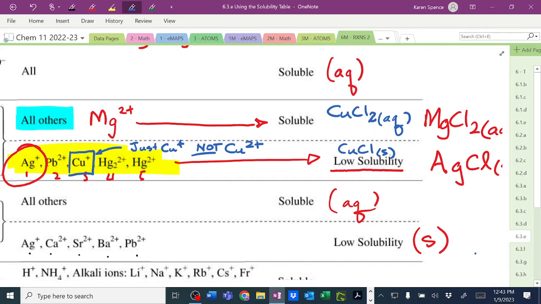You know how when you're driving along the road and you're going a little bit too quickly and maybe there's a speed trap, like the police is there with the little speed gun and you might say, oh, watch out for the copper. So in this case, you want to watch out for the copper. Because it's only copper 1 that's low solubility, not copper 2.